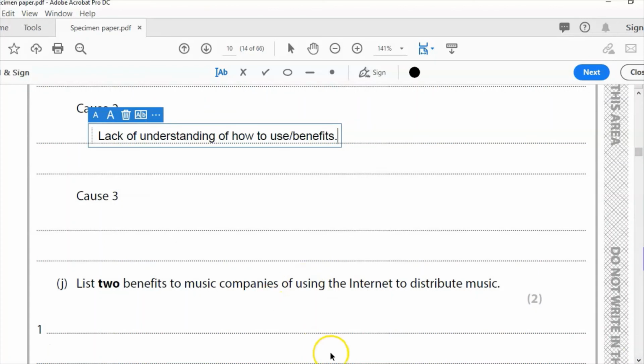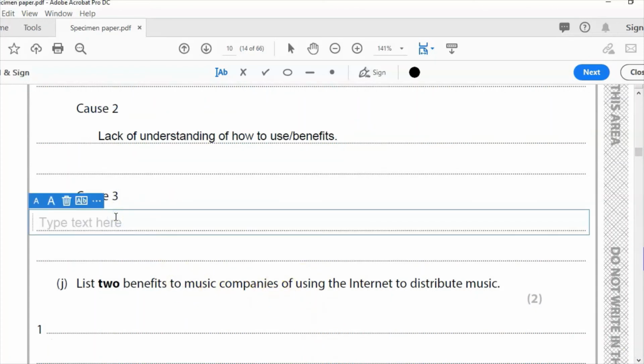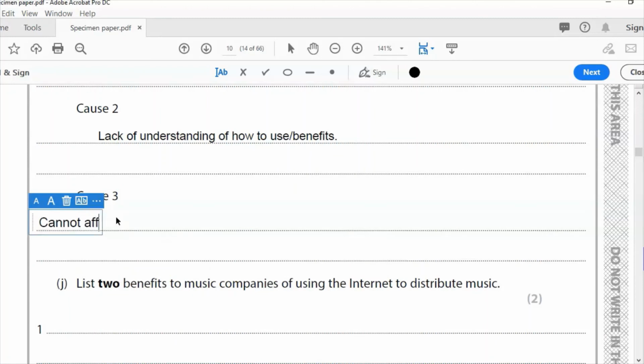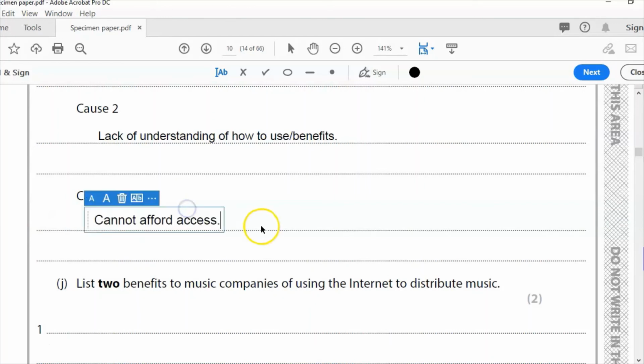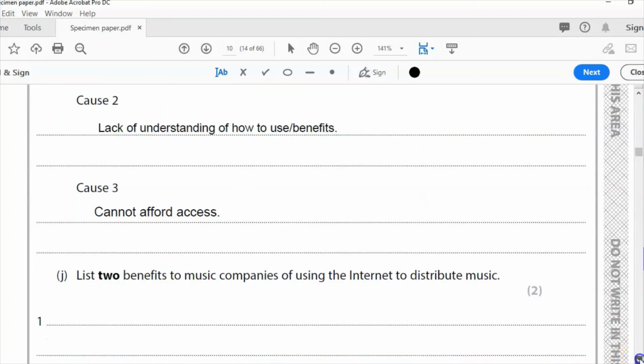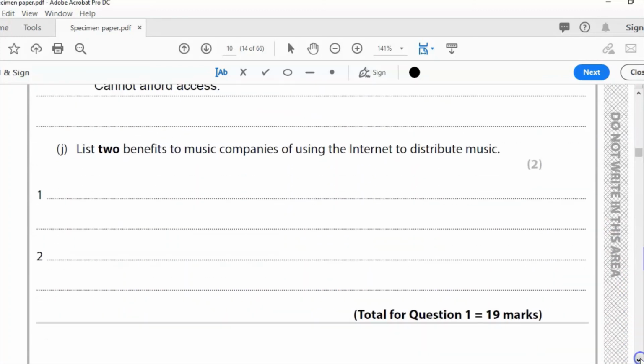Cause 3, perhaps they cannot afford access. Simply can't afford to get online. There is a cost to it. Some people just simply cannot afford that.